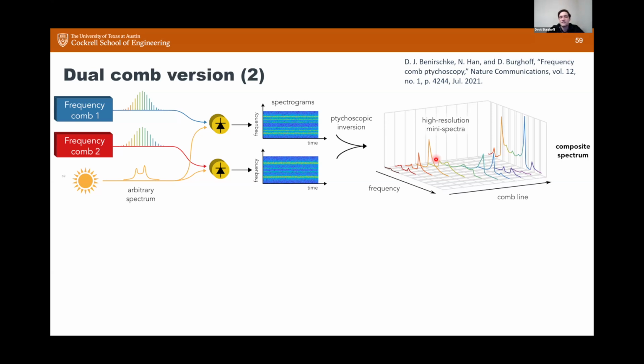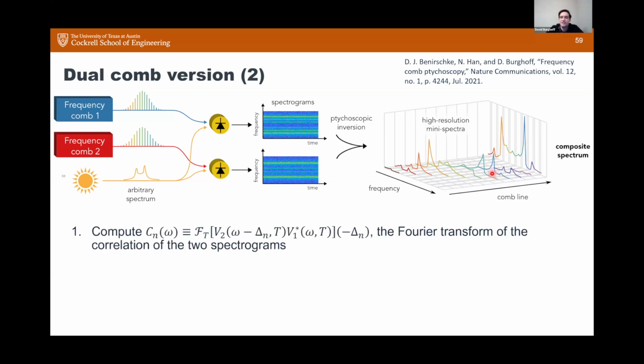So actually around each of these comb lines, you get this very high resolution miniature spectrum. And if you look, it kind of decays away from each pair of comb lines. Each pair of comb lines is indicated by these little pairs here. There's a lot going on in this plot. But yeah, you can see that each of these mini spectra is centered around a single frequency. And so when we take all these things and stitch them back together, we do in fact get the composite spectrum of our radiation source.